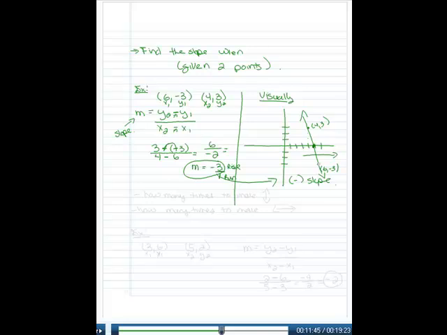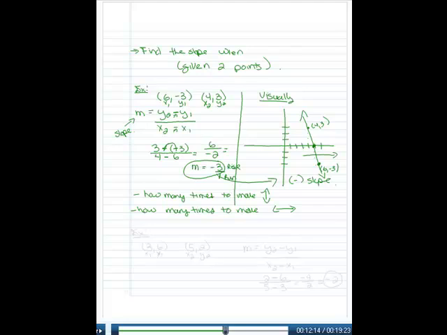Now from this point to the point (6, -3), I'm going to go down 3. 1, 2, 3, and over 1. And look, I landed right on the line. So the slope basically tells you how many times to move up or down, depending on if it's negative or not, and how many times to move left or right.